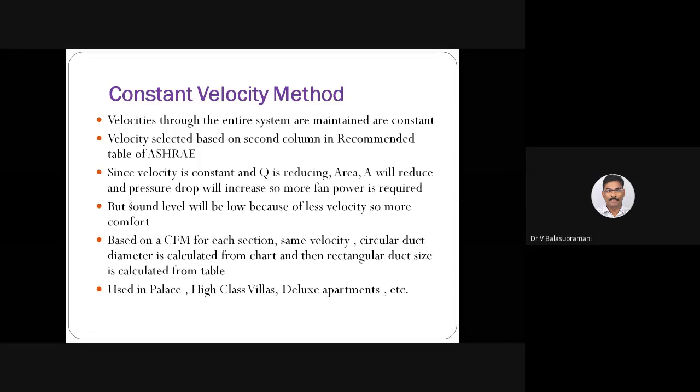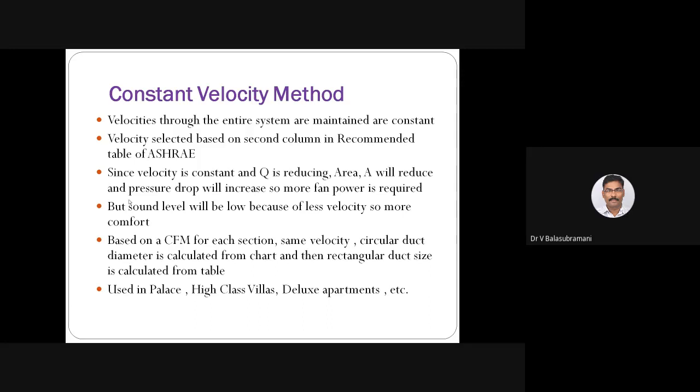And since velocity is a constant, Q is reducing, because of the continuity equation. Q is equal to VA. The velocity is a constant, Q is reducing. So area will reduce and pressure drop will increase. The friction loss will increase. That we will discuss. But the sound level will be very low.